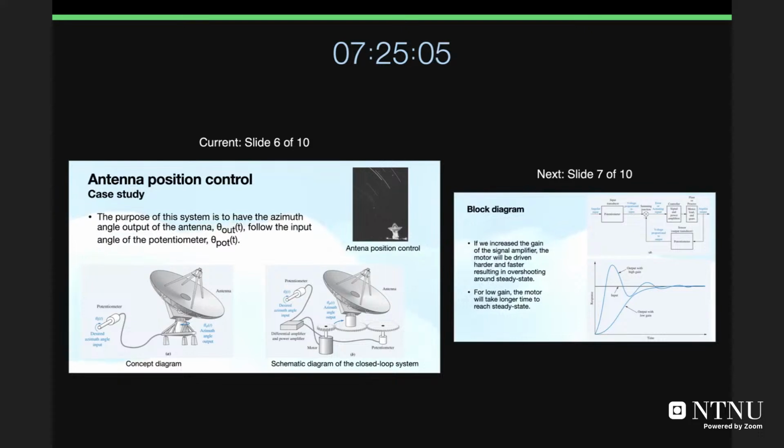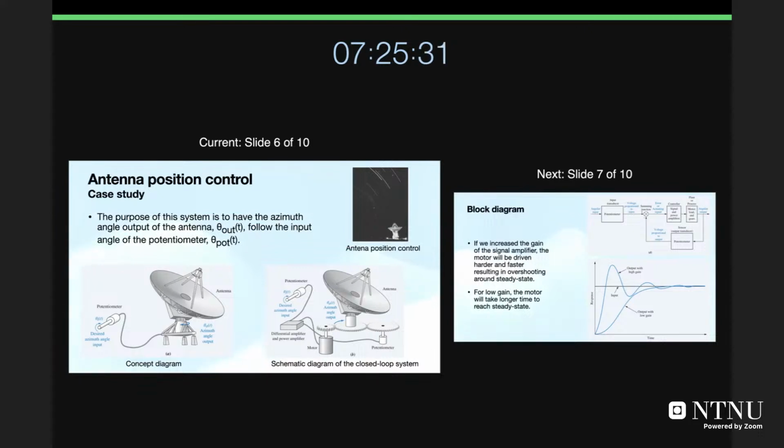You have an input potentiometer, as you can see in figure A here. This input potentiometer will provide a desired signal, right? And the control system's task is to adjust the position of the antenna so that theta output follows theta input. So we need to get the difference between theta output and theta input equal to 0, right?